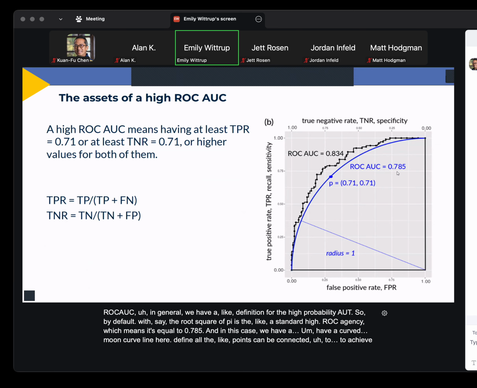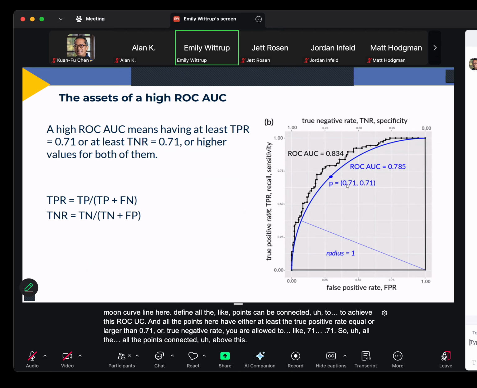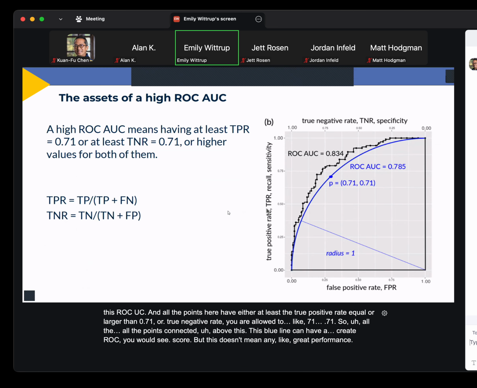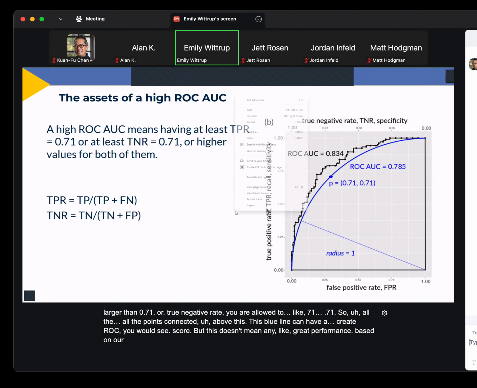And all the points here have either a true positive rate equal to or larger than 0.71, or a true negative rate equal to or larger than 0.71. So all the points above this blue line can give a great ROC AUC score, but this doesn't mean great performance, based on our previous discussion.